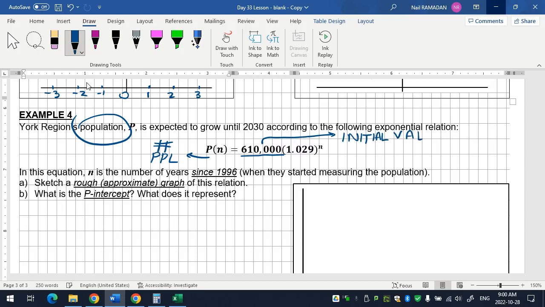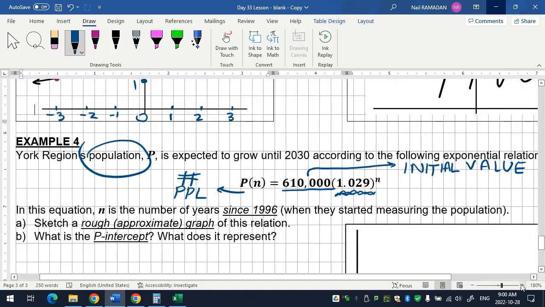Initial 610,000. Good. And what's your base? Come on, what's your base? 1.0 what? Is this bigger than 1 or less than 1? What do you expect about the population? Is this going to decrease in time or increase in time? Nice, because the value of the base is slightly more than 1. Okay, so because the base is more than 1, we know that this population is going to increase.